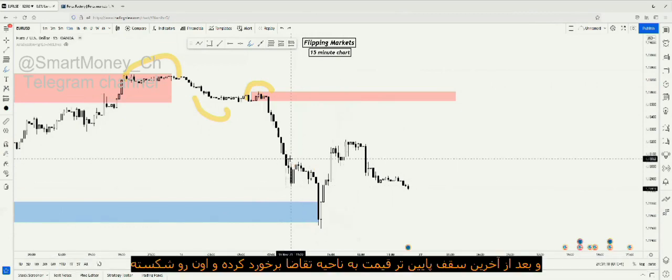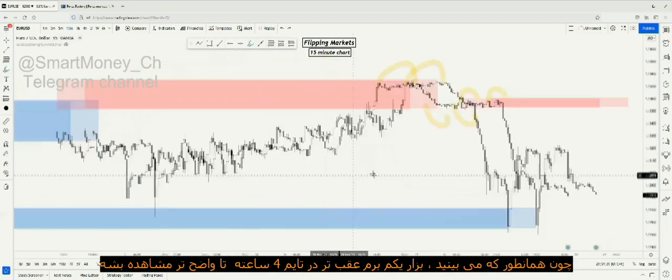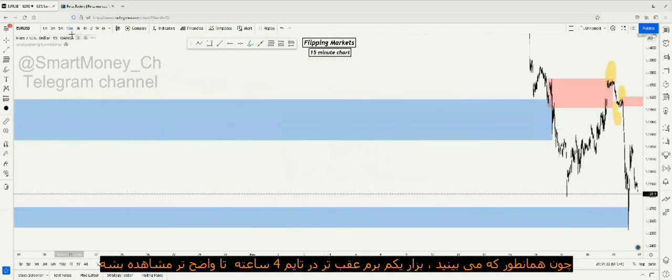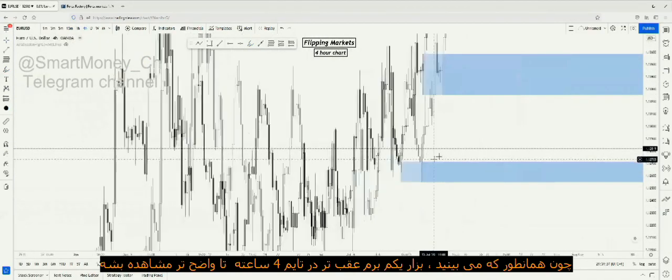And after the last lower high, price tapped into a demand zone and slightly broke through it. I wouldn't call it a break. I would call it a liquidity sweep, because as you can see, let me just go back on the 4-hour, you'll see it more clearly.